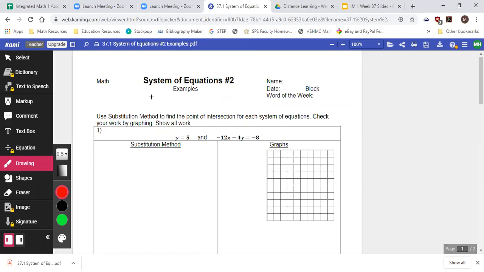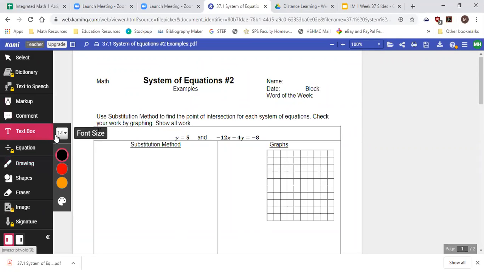So for systems of equations number 2, here are the examples. I created 4 example problems. And I also input the word of the week at the very top, so you can write the word of the week there. And we'll talk more about that later. Using the substitution method to find the point of intersection for each system of equations. Check your work by graphing. Show all work. So before we begin, there are 3 steps to applying the substitution method.